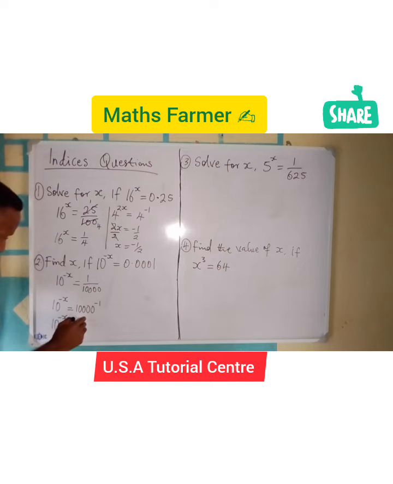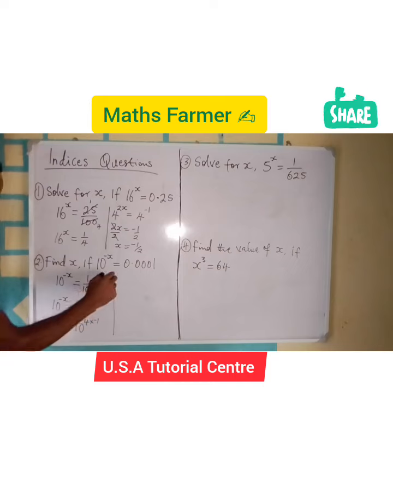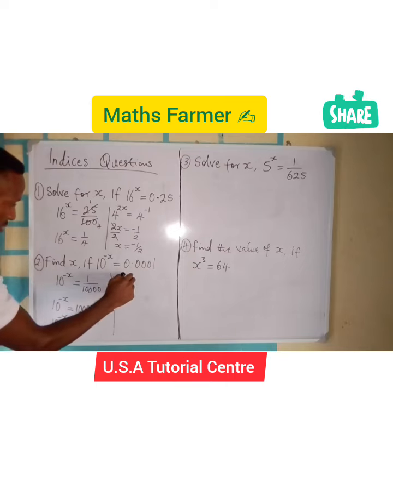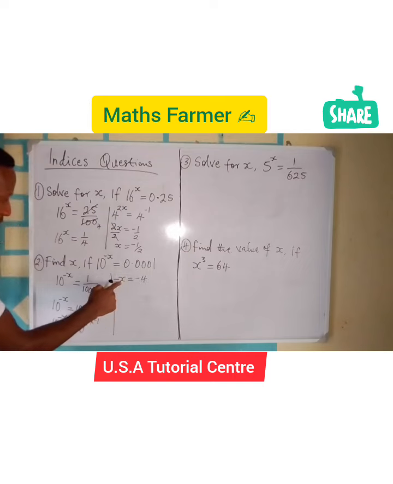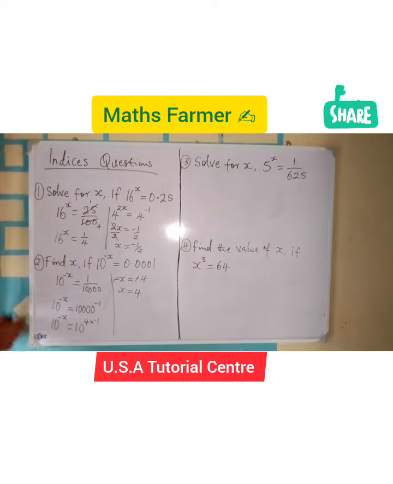And here, 10 raised to the power of 4 times the negative number we already have here, which is 1. Now, since the bases are the same, we can equate their index. So minus x is equal to 4 times minus 1, which is minus 4. We are looking for x. x is not alone. We divide both sides by minus 1, so this minus cancels out this minus. x is now equal to 4.